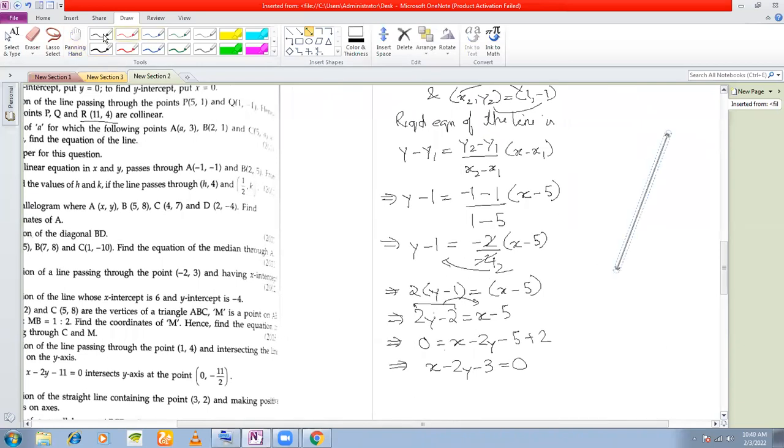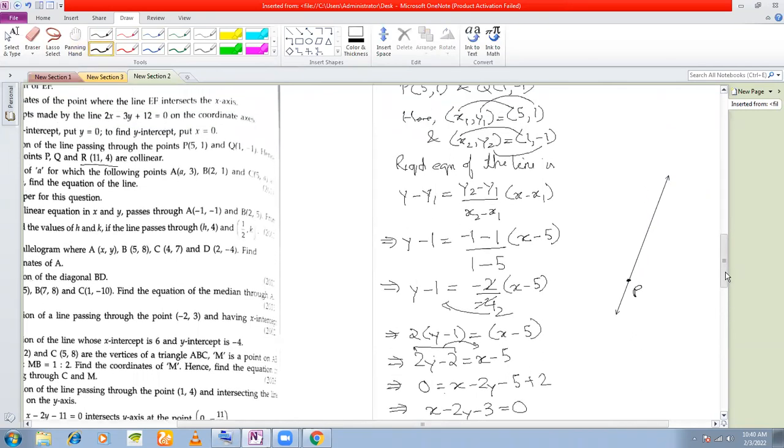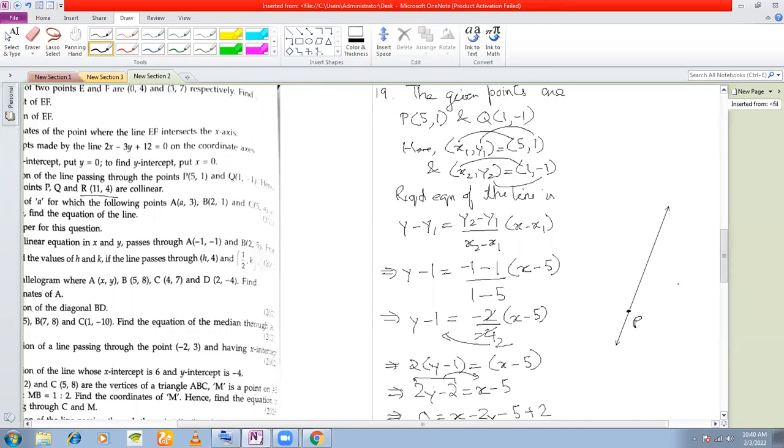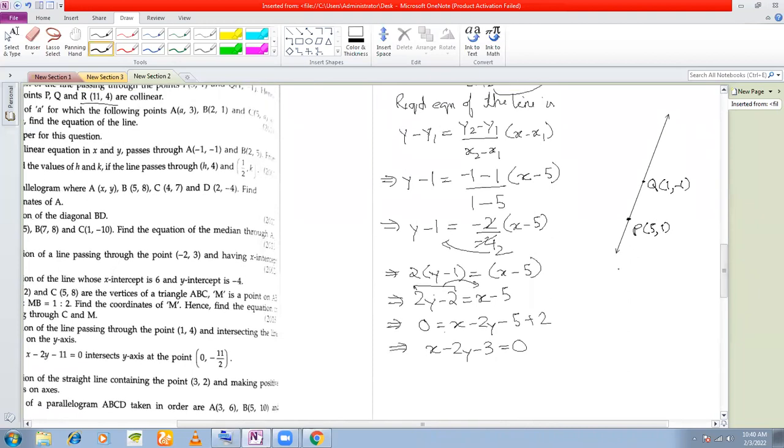So for PQ, you have found the equation of the straight line which joins these two points, right? Let's write the points here: P(5, 1) and let's say you have point Q(1, -1). You have found the equation of this line, and what is the equation? x minus 2y minus 3 is equal to 0. And they have said, show that if there's a third point R, all these three points are collinear, and they have given you the coordinates also.